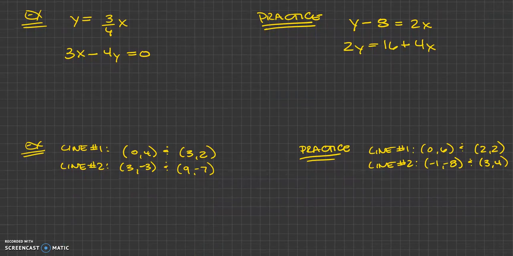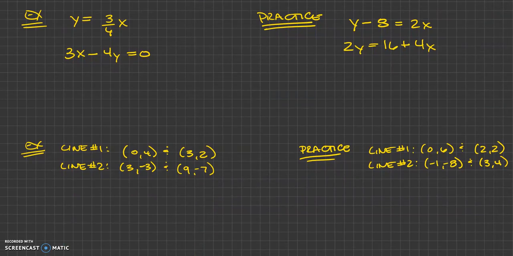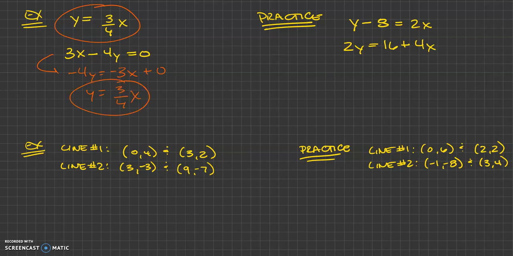What about y equals 3/4 x and 3x minus 4y equals 0? All right, this one I can work with. This equation needs to be rewritten in the form of y equals mx plus b. So that's going to be y is equal to 3/4 x. All right, look at that. They are exactly the same.